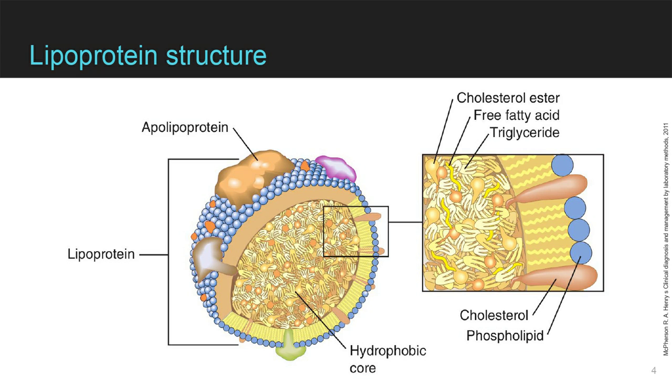The third component of lipoproteins is apolipoproteins, or apoproteins. Apo means on the surface. These surface proteins have two main functions. The first function is related to supporting the structure of lipoproteins. They make the structure more rigid.